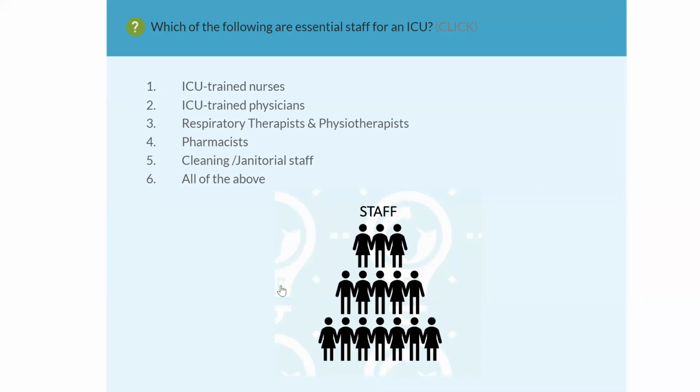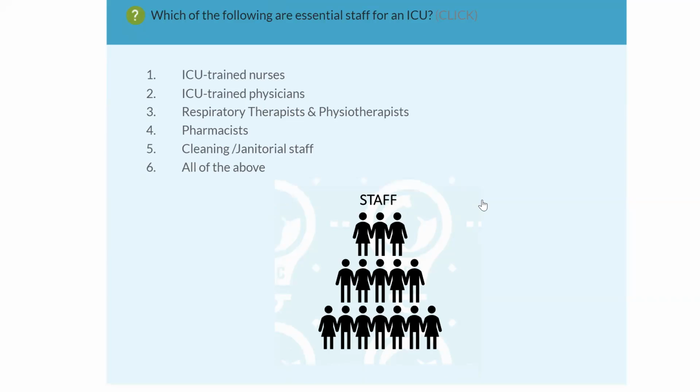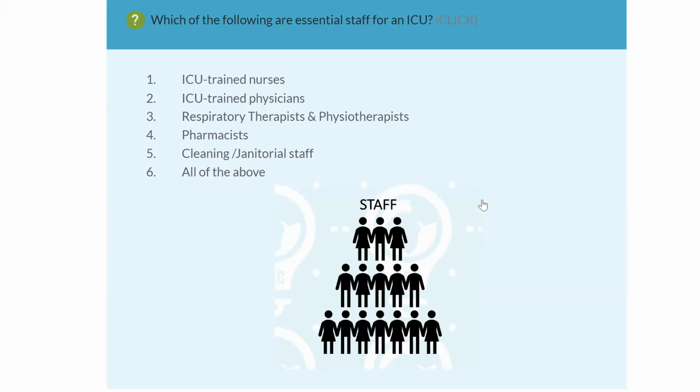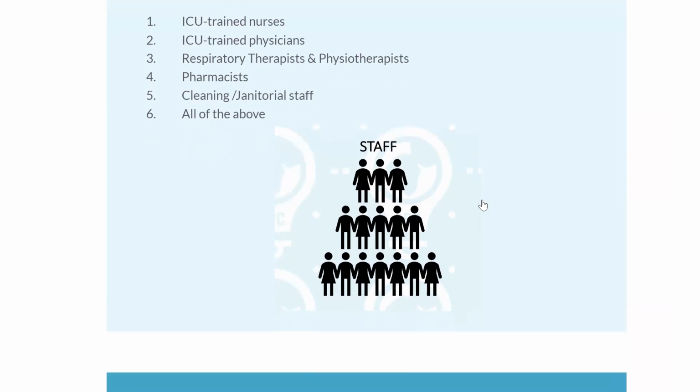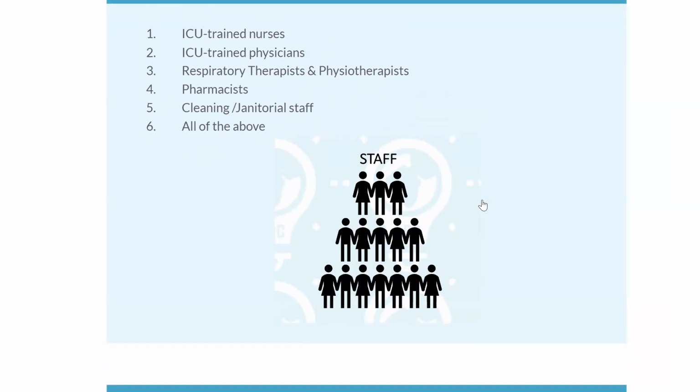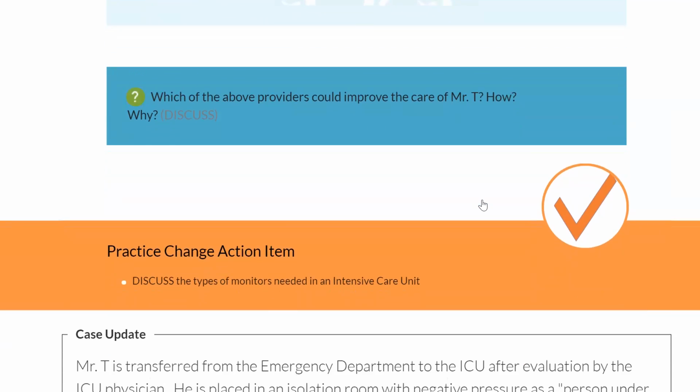Okay, I can see most of the people have answered, and we can stop. So we can see most of the people have said, actually everyone has said all of the above. So it is true, in an ICU, we'll need ICU trained nurses, we'll need ICU trained physicians, we'll need the respiratory therapist and physiotherapist, pharmacists, cleaning and janitor staff. We even need much more, even people like nutritionists. ICU is a complex place where you will need a lot of input and manpower. So all of the above is correct.